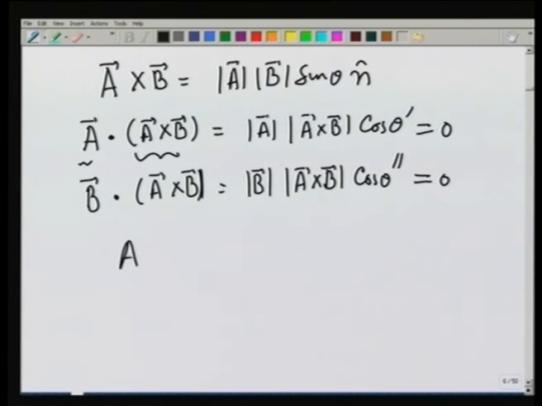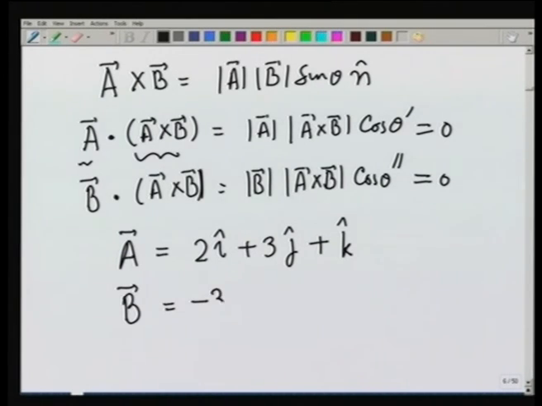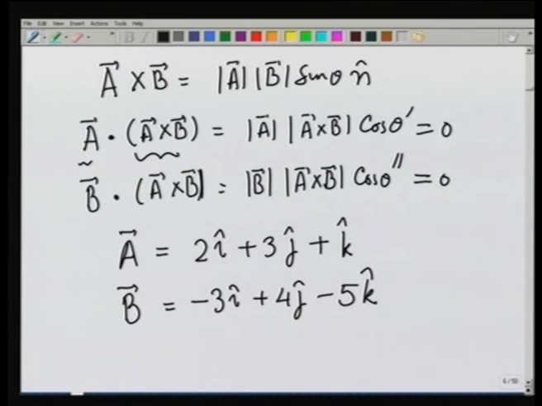Let us take A to be a vector, let us say 2i plus 3j plus k, and B to be a vector, let us say minus 3i plus 4j minus 5k. We want to take their cross product or vector product and show that the resulting vector is really perpendicular to both A and B. So, what we will do is we will calculate A cross B and then take dot product with A and take dot product with B.